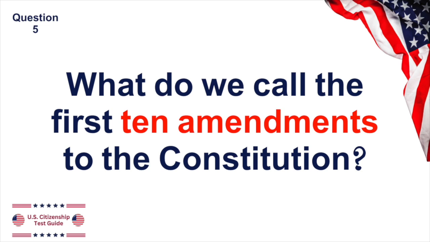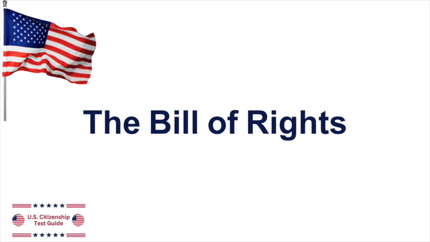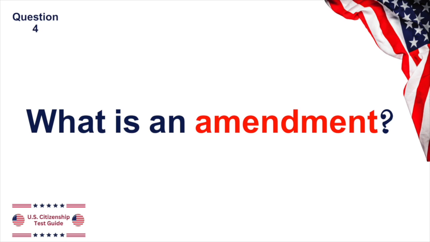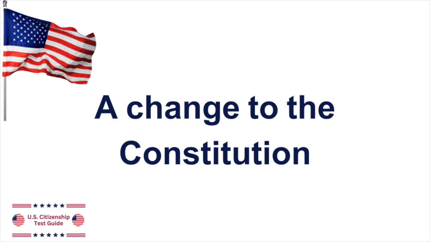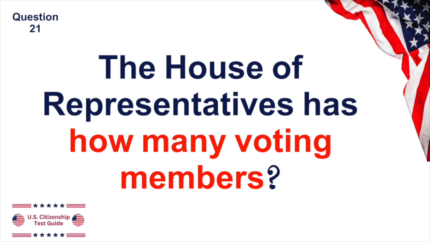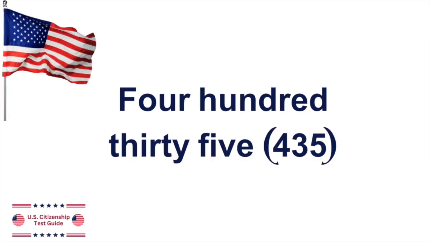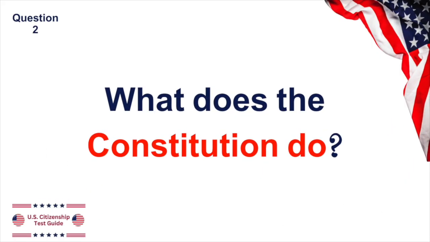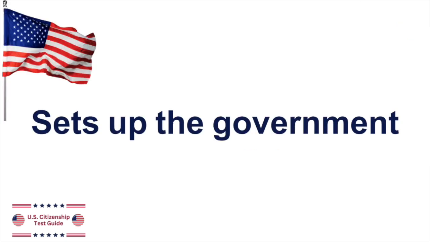What do we call the first 10 amendments to the Constitution? The Bill of Rights. What is an amendment? A change to the Constitution. The House of Representatives has how many voting members? 435. What does the Constitution do? Sets up the government.